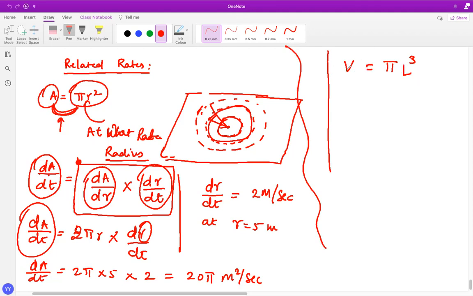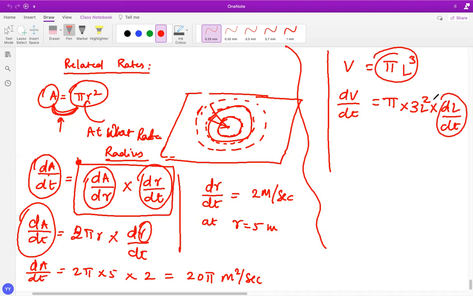Let's say at what rate volume V is changing with respect to time, with respect to L. So when you introduce dV by dt, you could just differentiate L cube like you normally do. So it is pi times 3L square. But since you differentiated L, just don't forget to multiply by dL by dt. And this is much easier. You differentiate this expression normally and just multiply it with whichever variable you differentiated with respect to time.